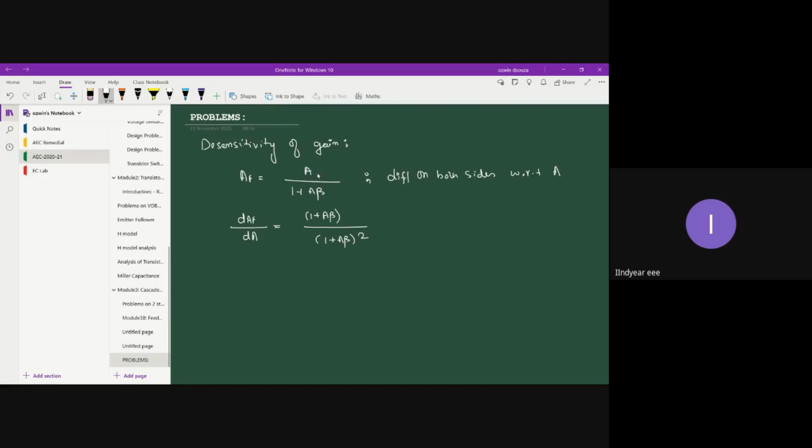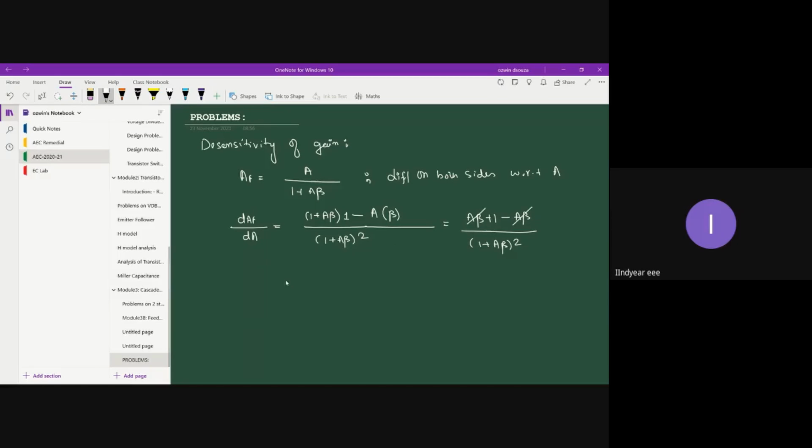So you are differentiating with respect to A, right? So differentiation of A with respect to A becomes unity minus numerator into differentiation of the denominator. So differentiation of 1 plus A beta, right? So differentiation of 1 is 0 and differentiation of A beta is beta. Or if you open up the brackets, you will get A beta plus 1 minus A beta on the numerator, and on the denominator you have 1 plus A beta the whole square.